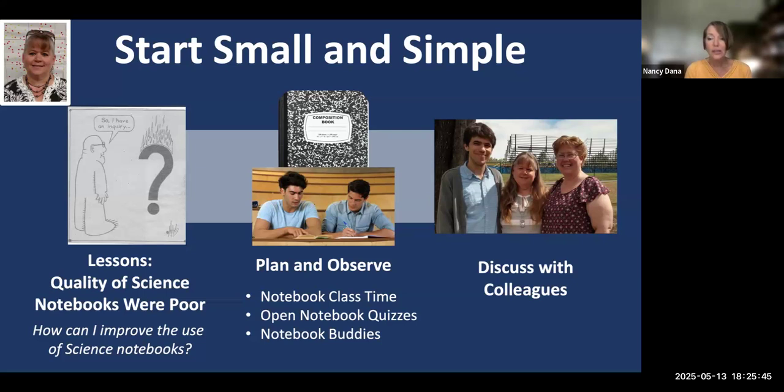So she did this intervention, and she collected data, both observational data, and the student notebooks served as data as well. And then she also discussed it with her colleagues. So that was Mickey's first cycle of inquiry.